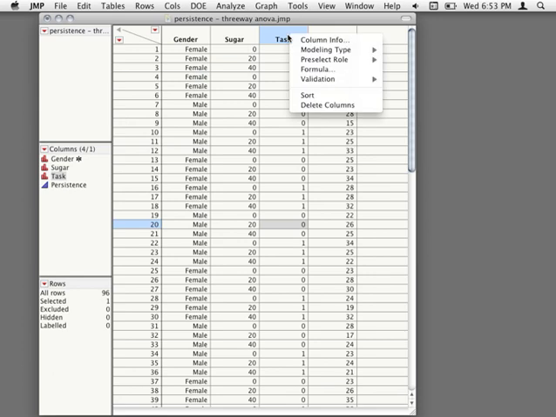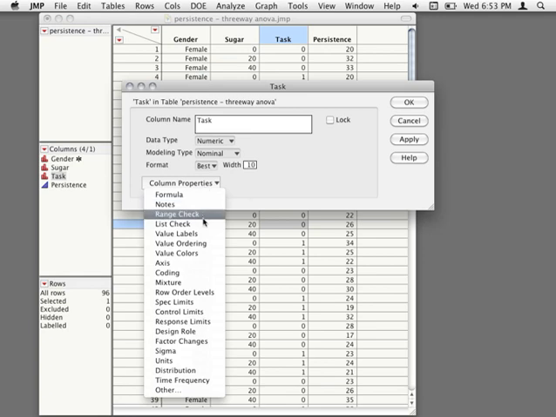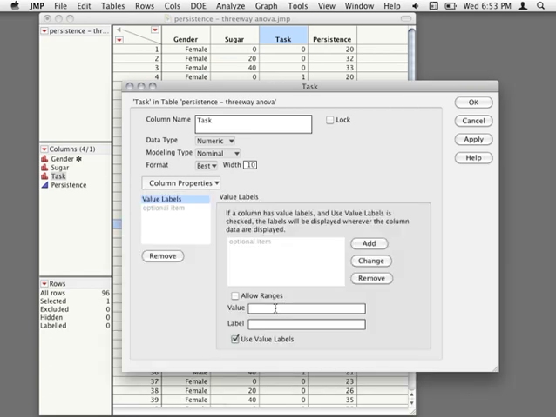Let's do task here and actually give it value labels too. So go under column properties again and go to value labels. And in this case, a 0 was, what was it in my little hypothetical? We're going to say it was the physical task. I hope that's what it was. Well, whatever, it doesn't really matter. And then 1 was a mental task, so a mental puzzle.